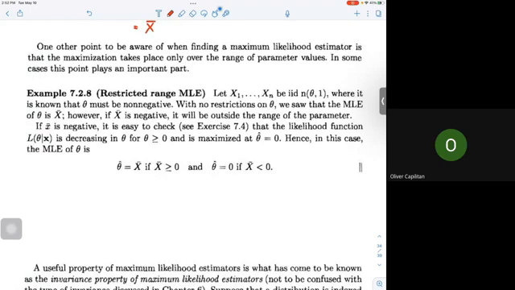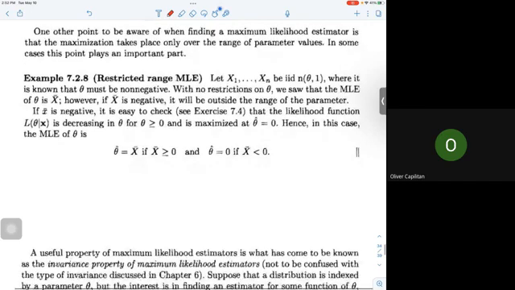One other point to be aware of when finding a maximum likelihood estimator is that the maximization takes place only over the range of parameter values. So in some cases, this point plays an important part. So consider the example below. We have the restricted range maximum likelihood estimator. So let x sub 1 up to x sub n be IID, coming from a normal distribution with mean theta and variance equal to 1, where it is known that theta must be non-negative.